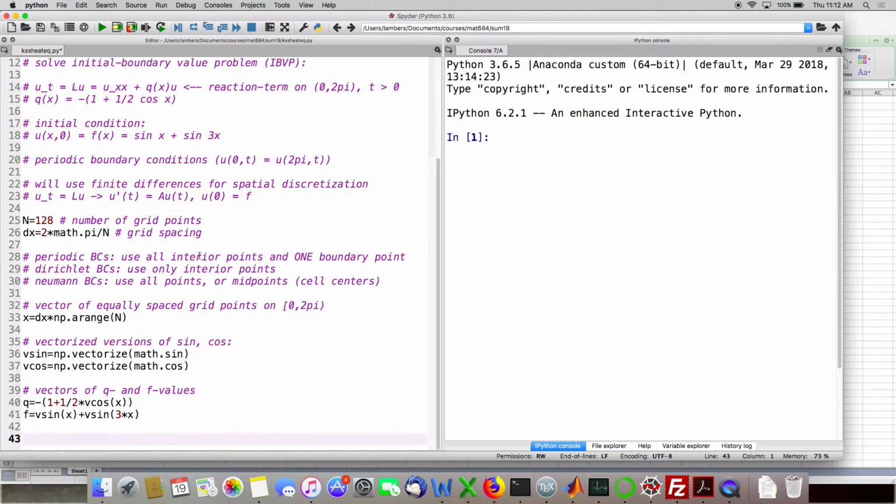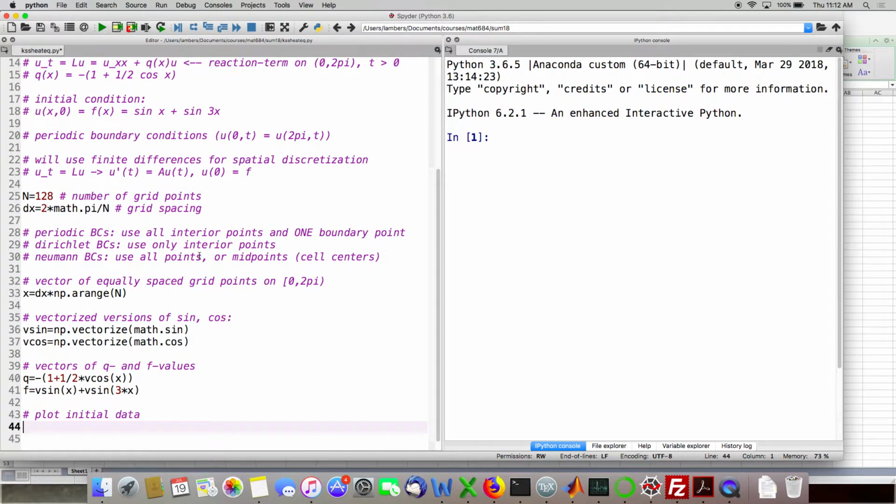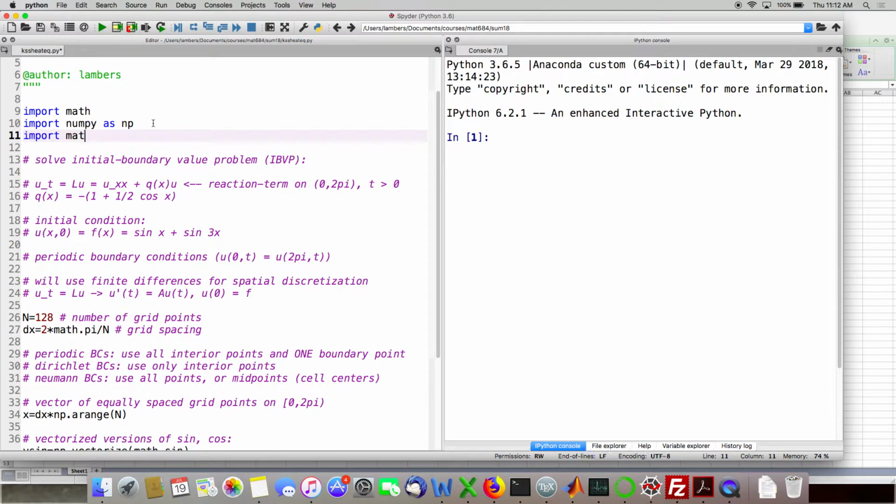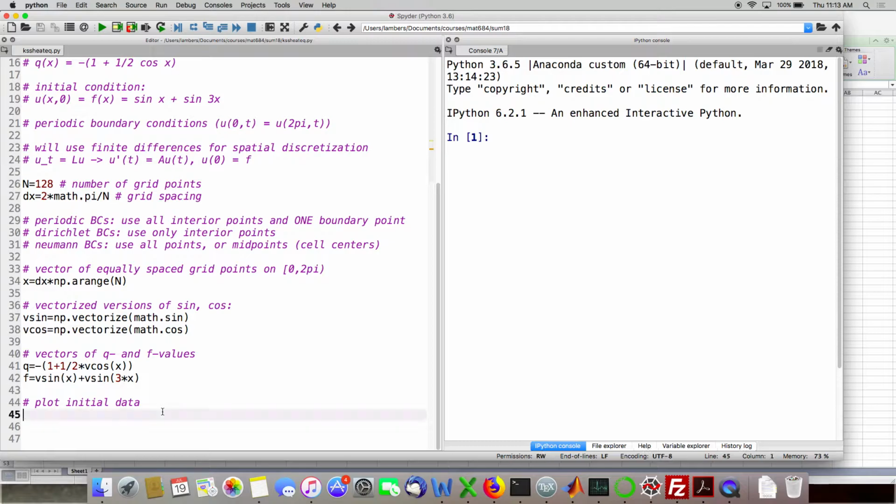And I like to plot the initial condition, because once I'm computing a solution, I want to plot it after every time step. But that means I need to import a plotting package. Wow, typed out this much, I haven't even really done anything yet. Okay, so now I'll do plt.plot.